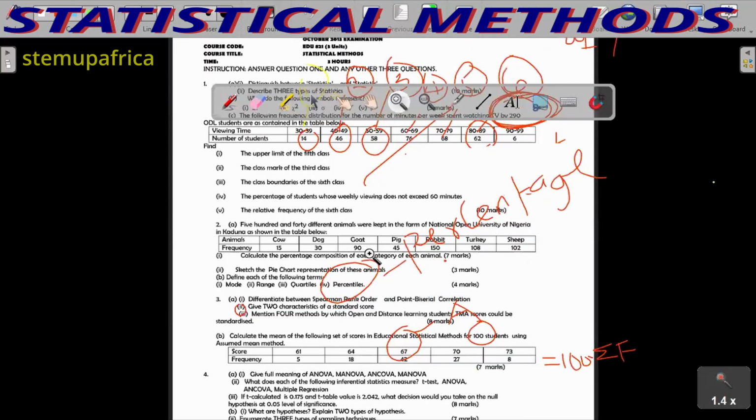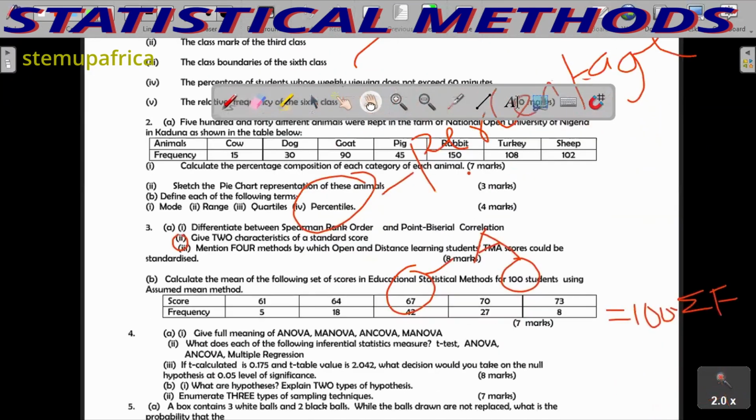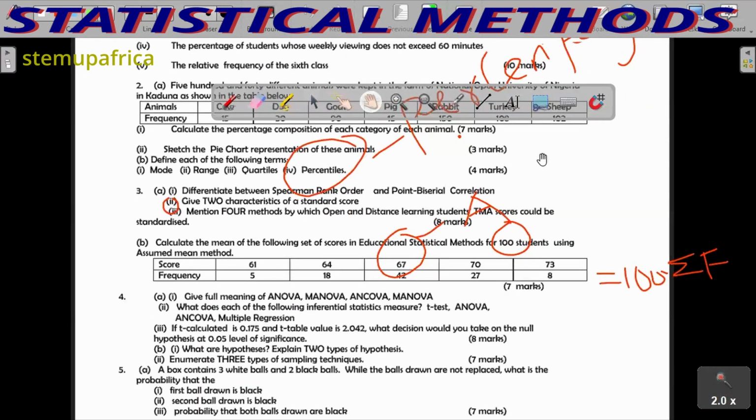If you have any questions, you may ask. So that is that for question 3B. Then question 4A down is this one. This one is under advanced statistics: the ANOVA, MANOVA, ANCOVA, and MANCOVA. Those ones are advanced statistics.